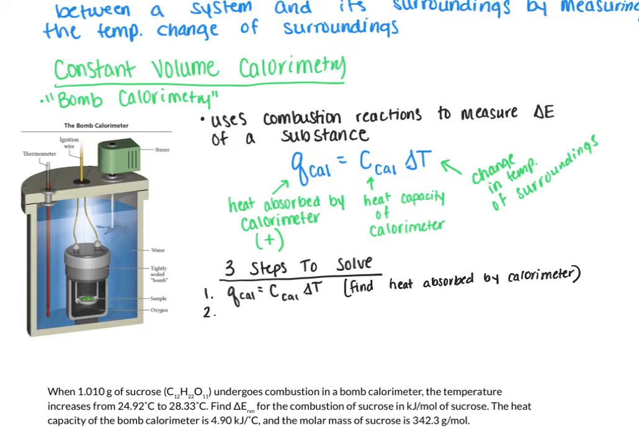And then our second step is that we need to find a way to relate the heat absorbed by the calorimeter to the heat released by our reaction. So we already know that the Q of the system is equal to the opposite of Q of the surroundings, right? So remember that from one of our previous lectures. So because this is true, therefore, our Q of reaction is going to be equal to the opposite of Q of the calorimeter.